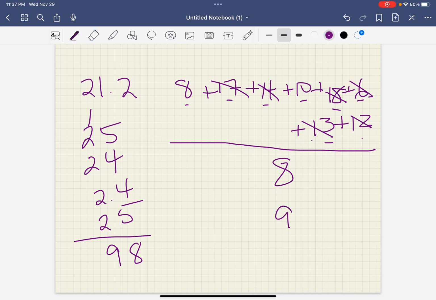So 98 divided by 8. 8 goes in there once. How many times is it going to 18? Twice.